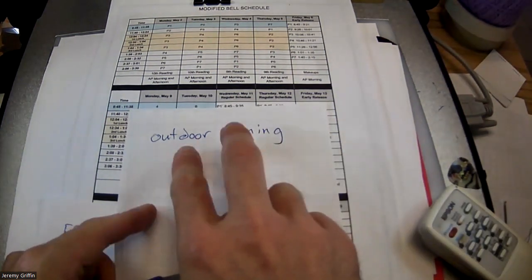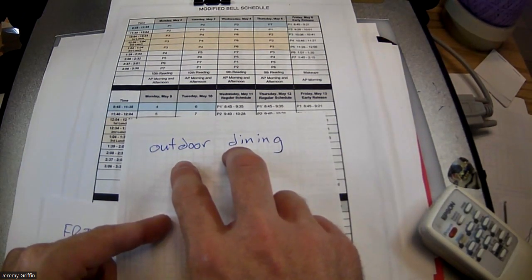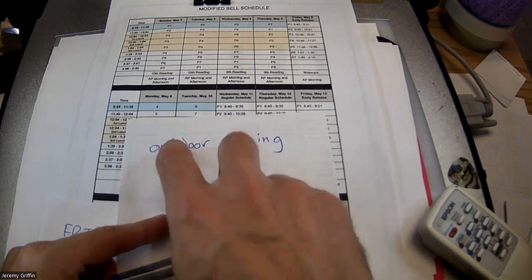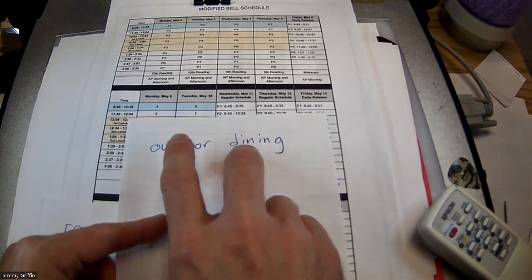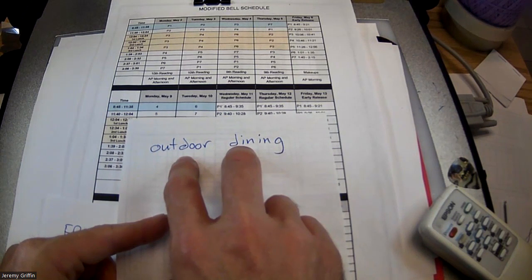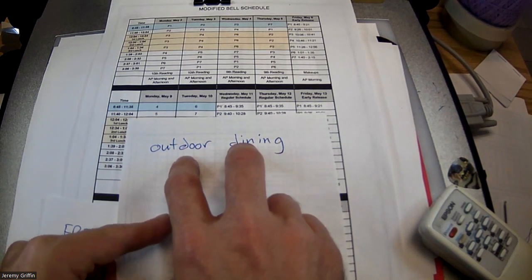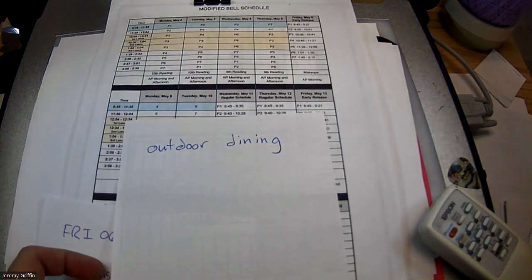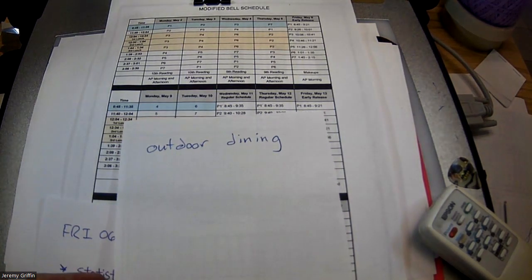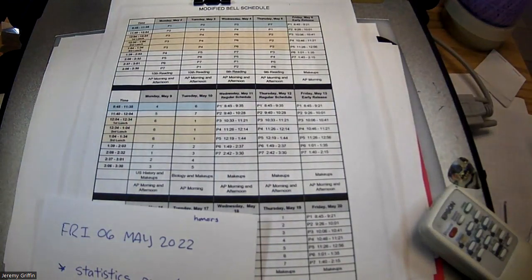So on Monday, where are you going to go for 4th period, which is the first 3 hours in the morning? Outdoor dining. You all got that written down somewhere? You can remember that? Okay, so that's the first thing. So the first 3 hours of next week, that's how that's working.